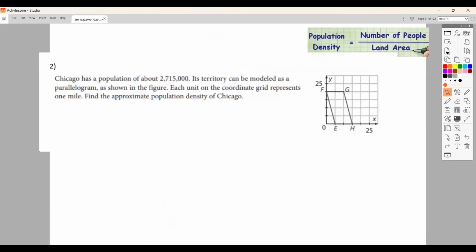Okay, moving on to our next example. This one is also on your worksheet, very similar. Calculating the population density of the city of Chicago.